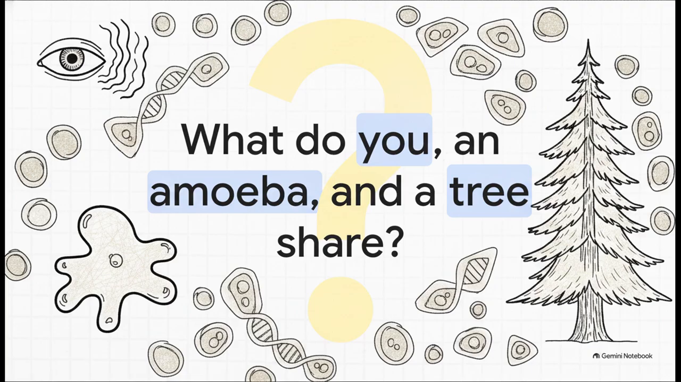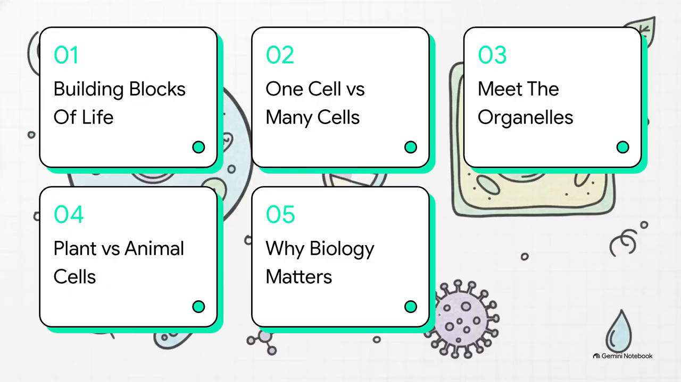Yet at the absolute most basic level of existence, you share the exact same biological foundation. We're all built from the exact same type of microscopic machinery, and we're all operating on the exact same fundamental rules of biology. Here is our roadmap for today's journey. Number 1, the building blocks of life. Number 2, unicellular versus multicellular organisms. Number 3, meet the cell organelles. Number 4, plant and animal cell differences. And finally, number 5, why cell biology matters today.